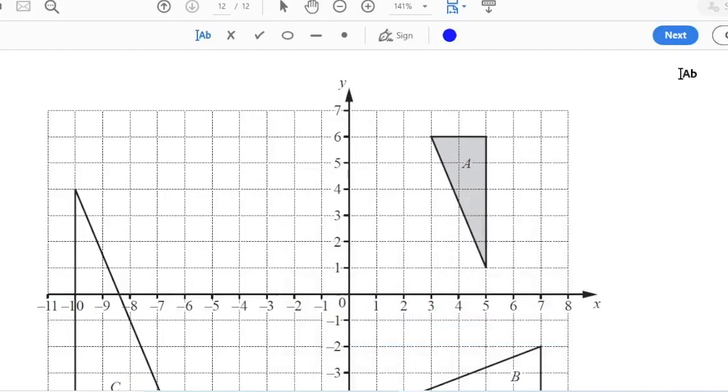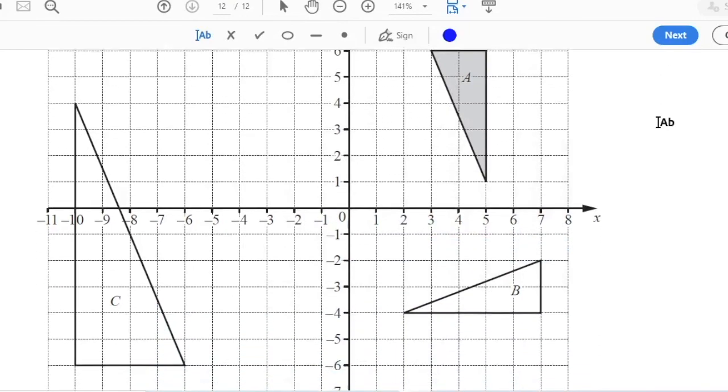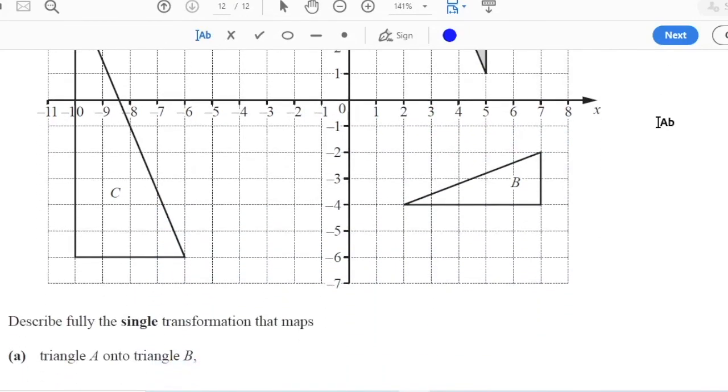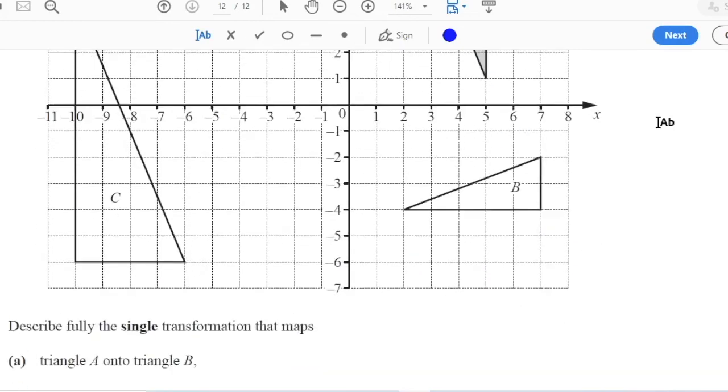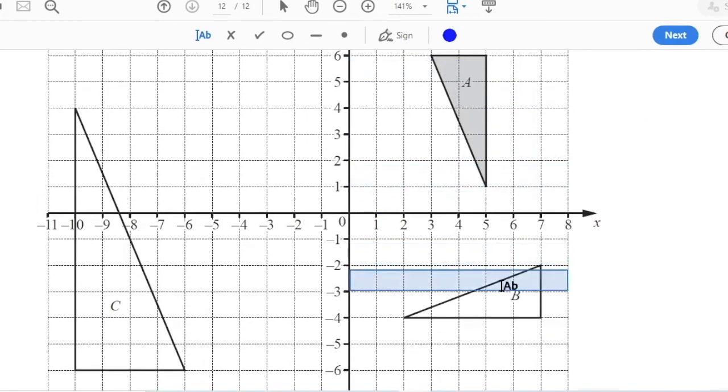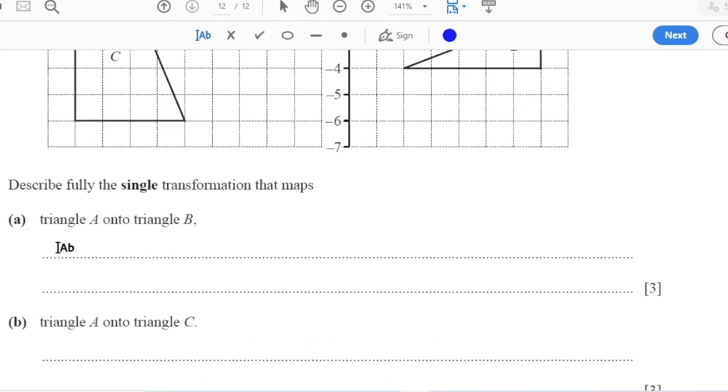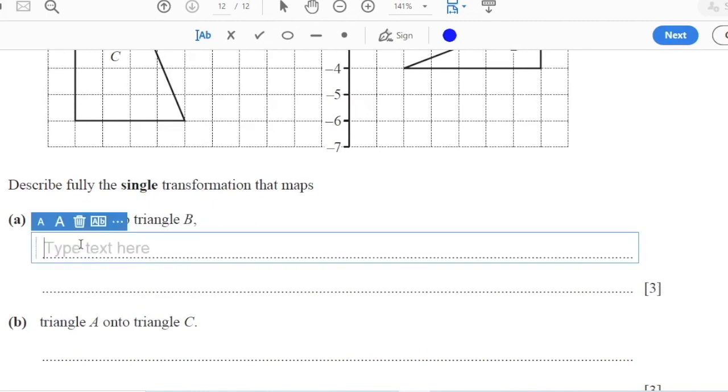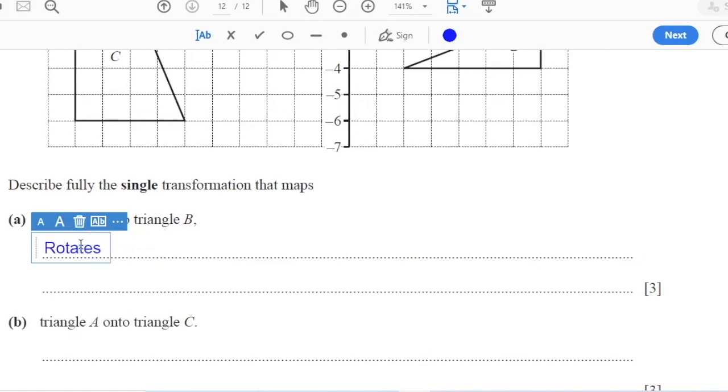Moving on to the next and the last part of the paper, which is question number 25. Describe fully the single transformation that maps triangle A onto B. So here is our triangle A and this is our triangle B. Triangle A has to rotate 90 degrees clockwise so that this corner of the triangle comes over here, and then it has to move 1 unit to the right so that it comes exactly on top of triangle B. So I'll write, this part of the question has been allocated 3 marks, so I must mention 3 points. It rotates 90 degrees clockwise and also moves 1 unit to the right.